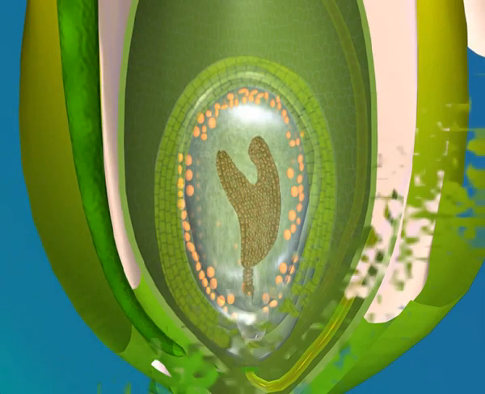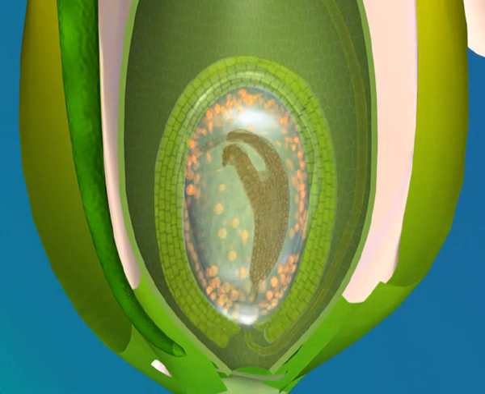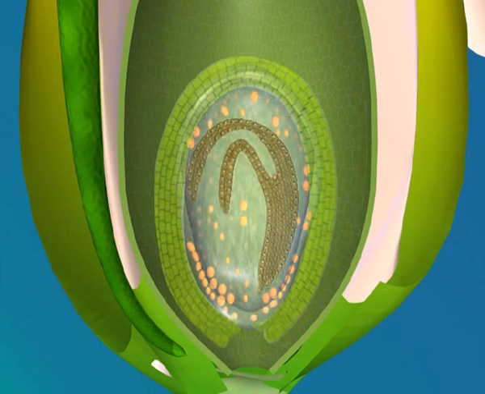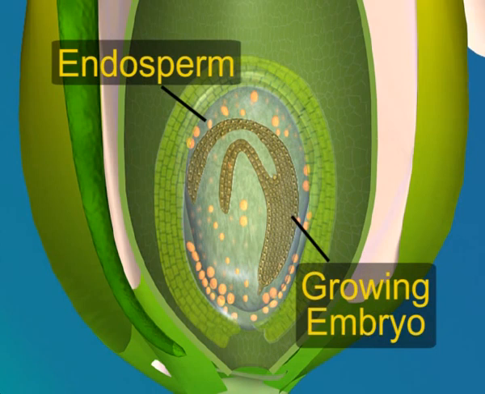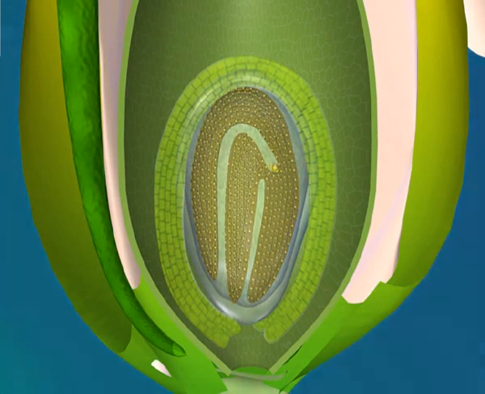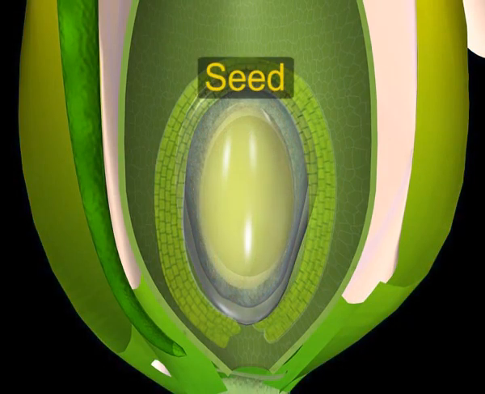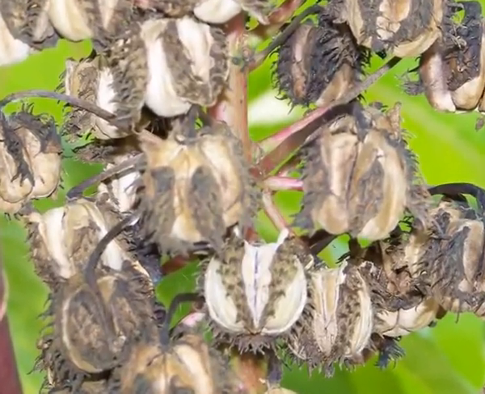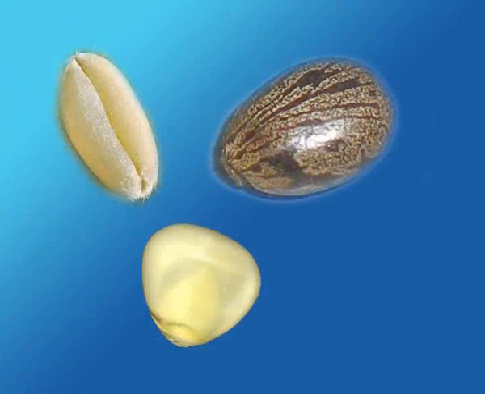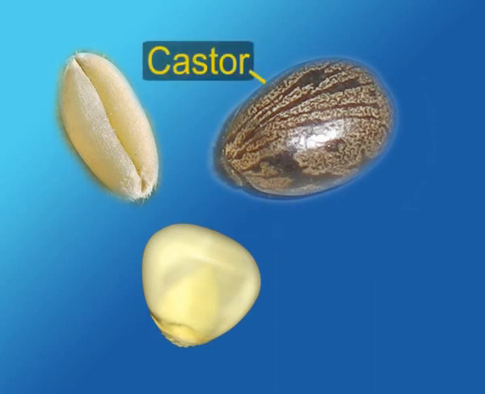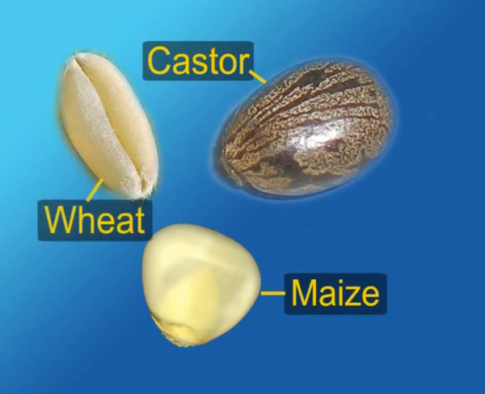If you remember, we also discussed that endosperm provides nourishment to the growing embryo. This way, endosperm gets utilized by the embryo for its growth. The fertilized ovules mature and convert into seeds. In some seed plants, endosperm persists in the seeds as food storage tissue. These seeds are known as endospermic seeds, like seeds of castor, maize, wheat, etc.